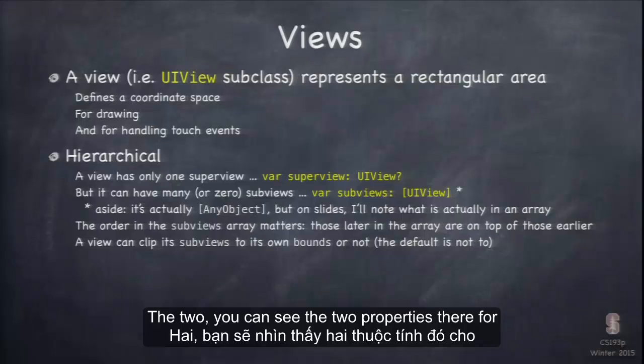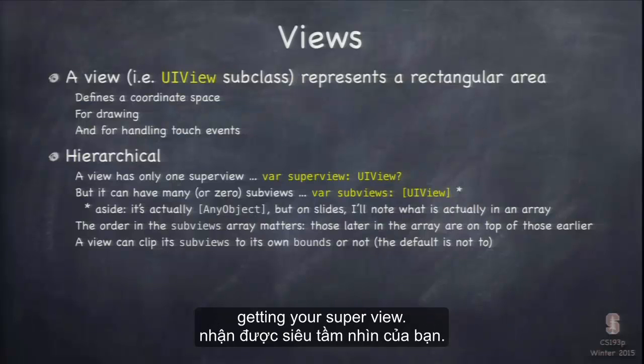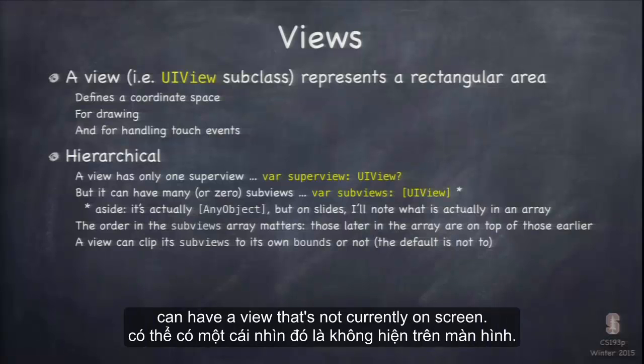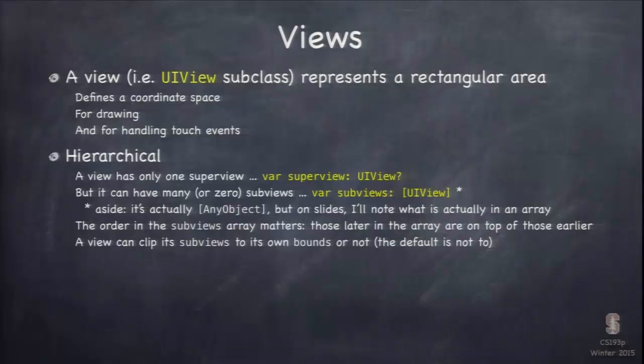You can see the two properties there for getting your superview. Notice it returns an optional. That's because you can have a view that's not currently on screen. It's not currently in a view hierarchy, of course, so that could be nil.